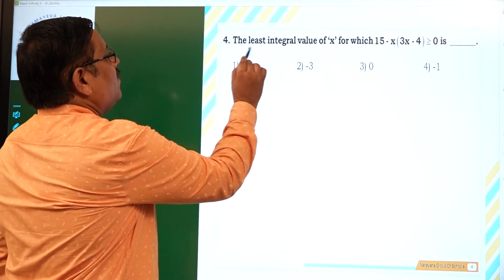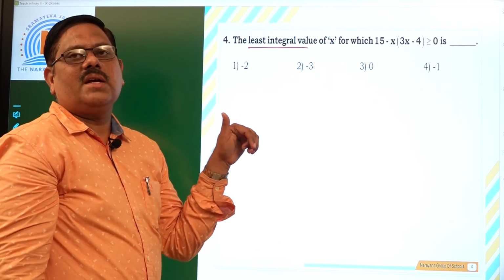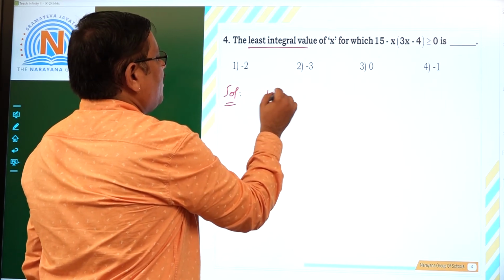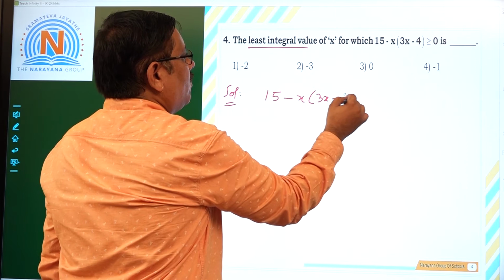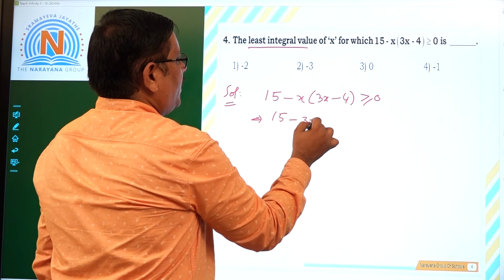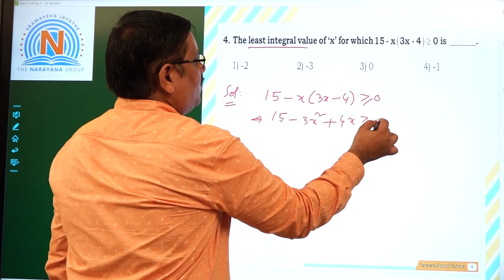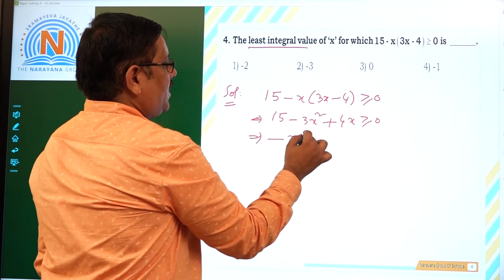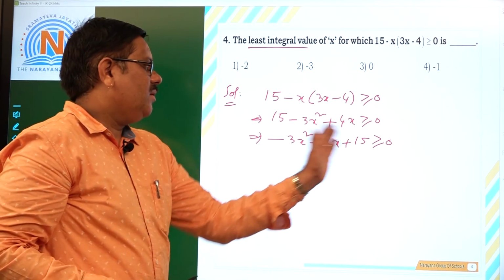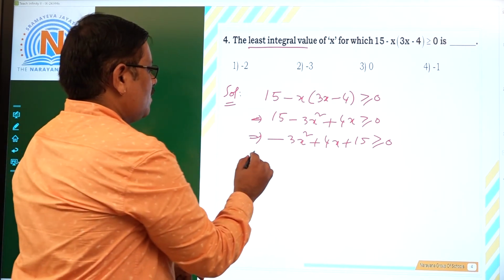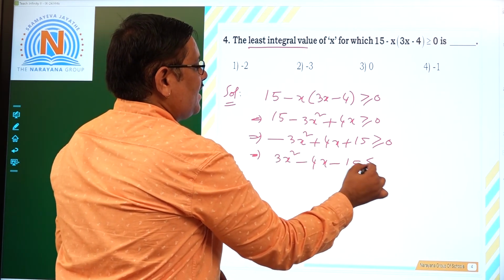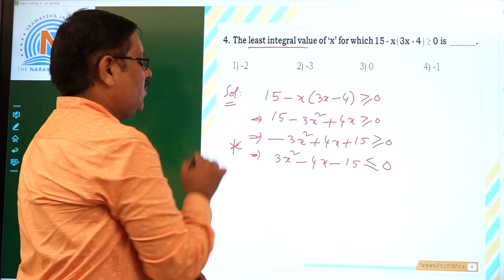The least integral value. In the earlier question he is asking greatest. In this question he is asking least. For which, let us take the inequality. What is that? 15 minus x times of 3x minus 4 greater than or equal to 0. It implies 15 minus 3x square plus 4x is greater than or equal to 0. That is otherwise minus 3x square plus 4x plus 15 is greater than or equal to 0. Okay, let us multiply either sides of inequality with negative sign. So what you are going to have? 3x square minus 4x minus 15 less than or equal to 0. Inequality sign changes. It is very important point.